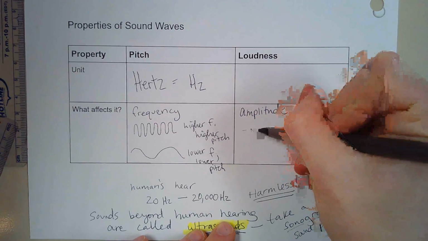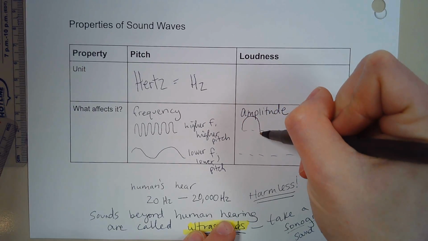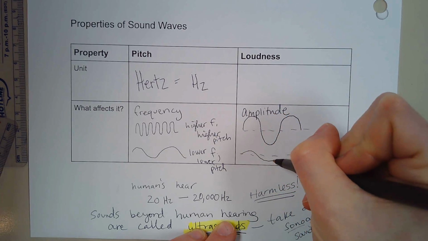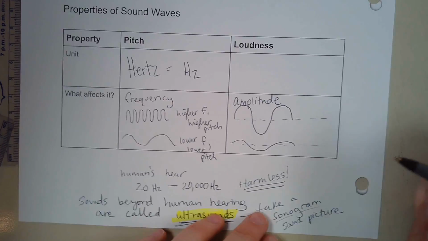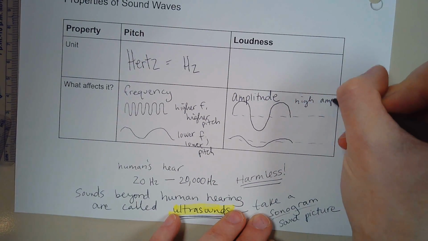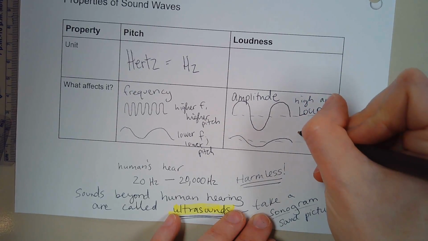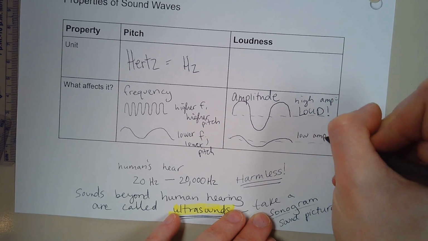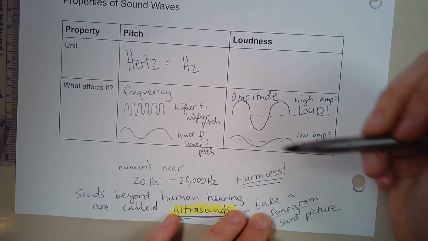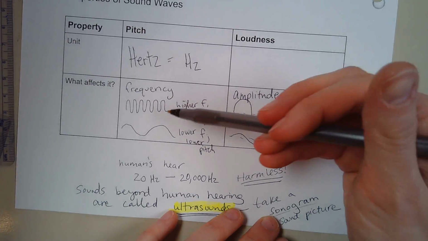So here, say this is our rest position, a very high amplitude wave goes up very high, right? Whereas this is going to go lower. I tried to make these the same frequency. Here we have high amplitude equals loud. Then low amplitude is quiet. So the higher the amplitude of a sound wave, the louder it is, not necessarily the higher the pitch.